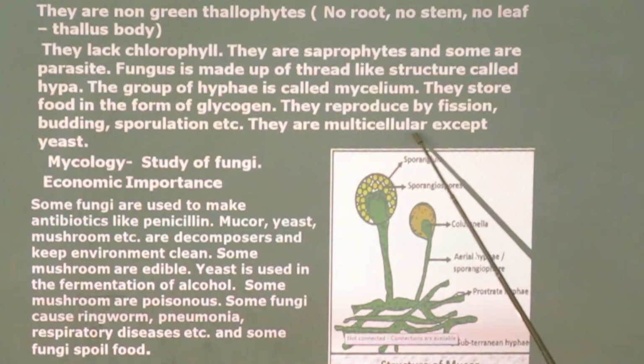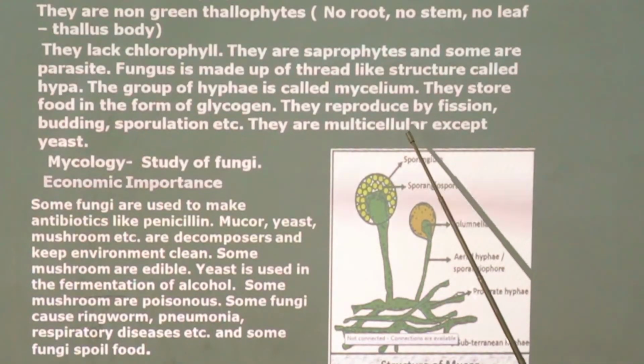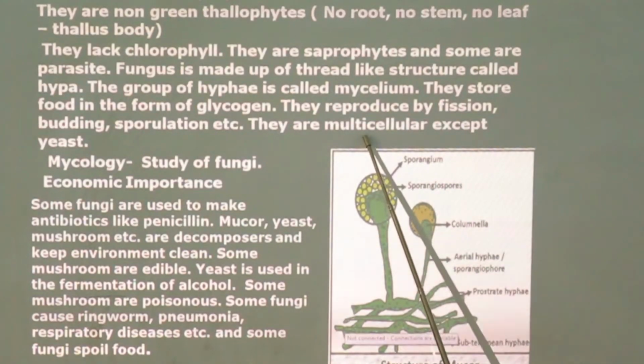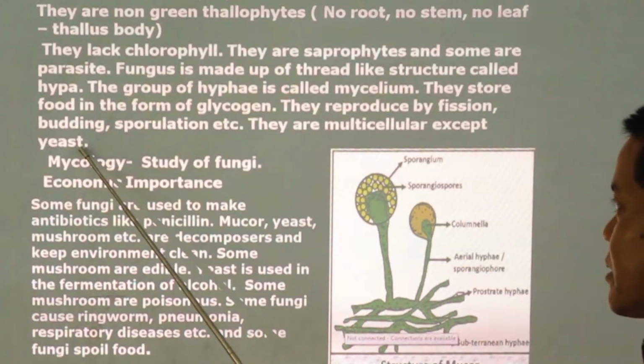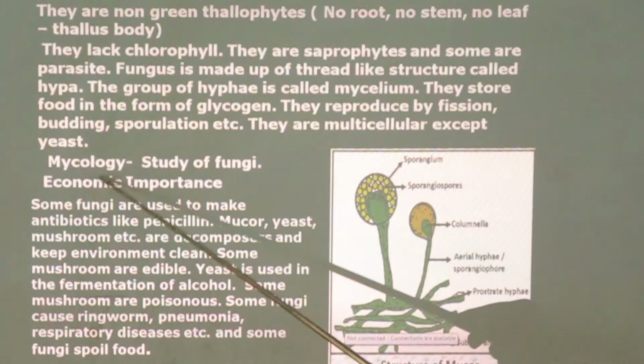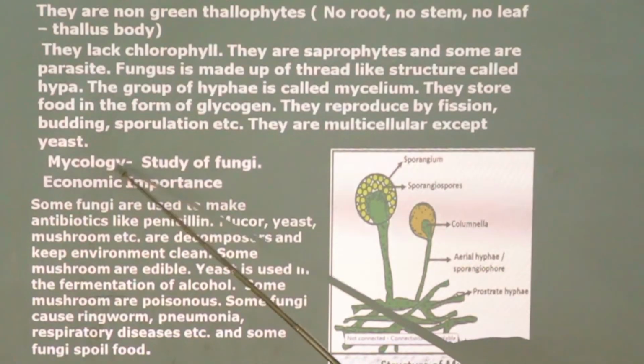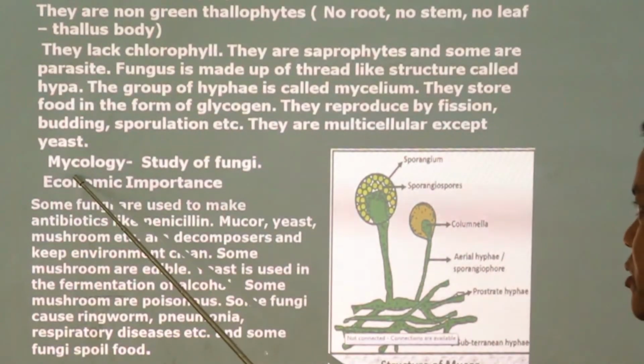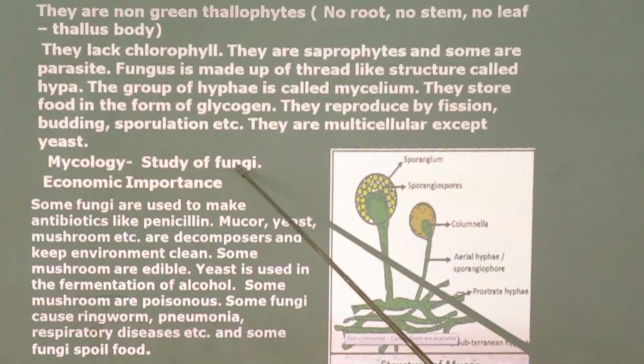They are multicellular. The fungus body is made of more than two cells, except yeast. Yeast are unicellular. Microbiology, the branch of biology that is the study of fungi is called mycology. Mycology, study of fungi.